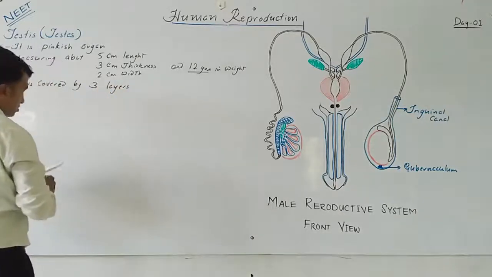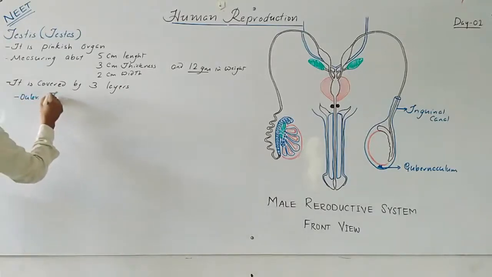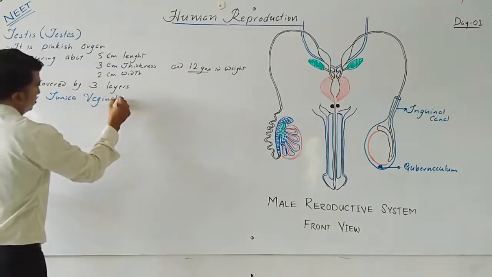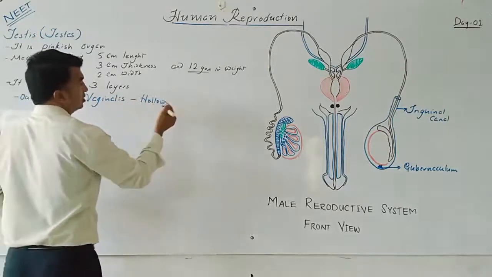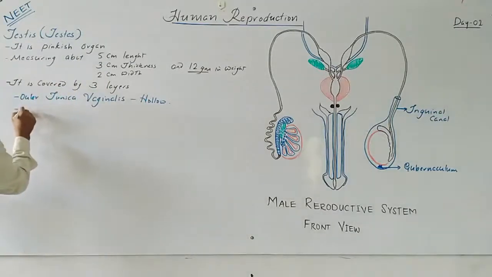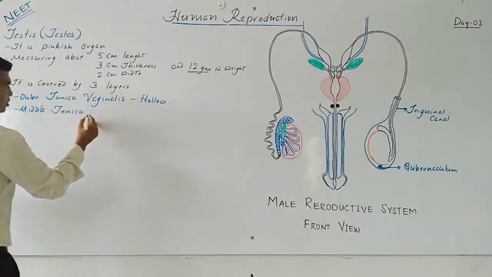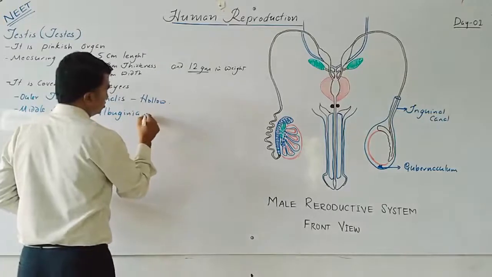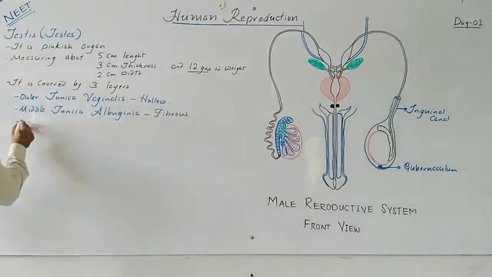3 layers. So the outer is the tunica vaginalis, which is hollow in nature and filled with coelomic fluid here. The second layer, the middle layer, is the tunica albuginea. So this is fibrous in nature.